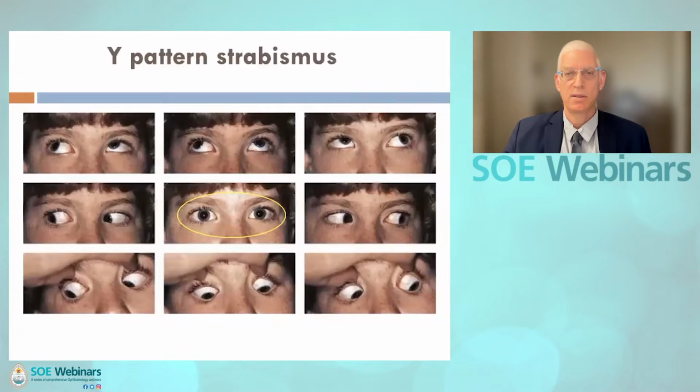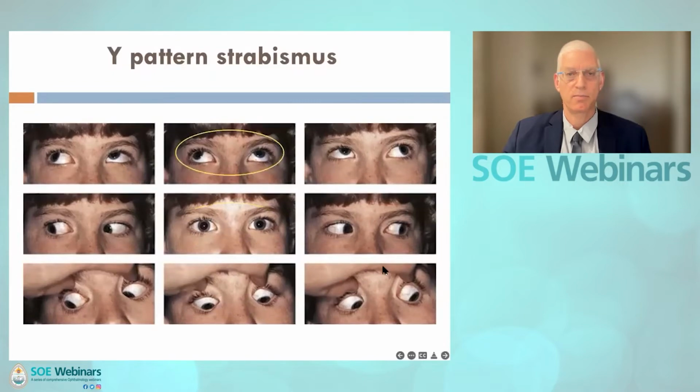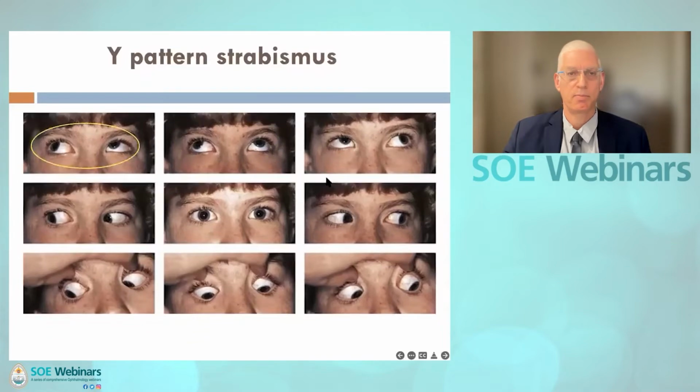In wide pattern exotropia, we can see that there is no ocular deviation in primary position. However, it becomes visible when the patient looks straight up, when he looks to the right, and when he looks to the left. The Y pattern is one of several types of alphabet pattern strabismus.